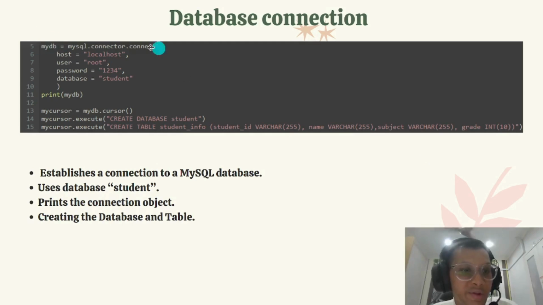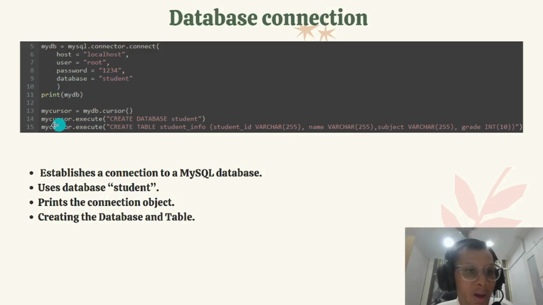Okay, so this line will establish a connection to a MySQL database. For the host, it is localhost. The user is root. And for the password, it's 1234. And the database that we want to use is called student. And then it will print if the connection is successful.